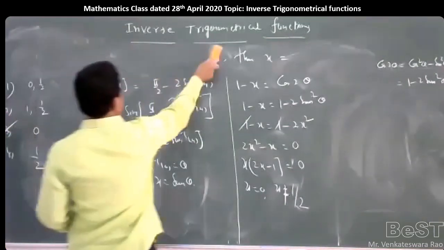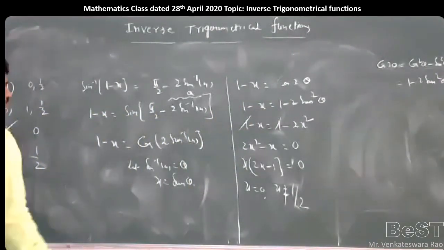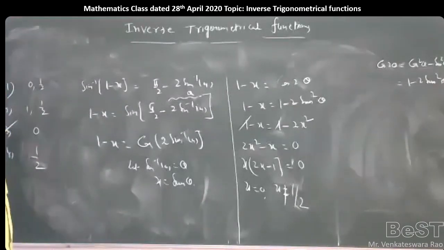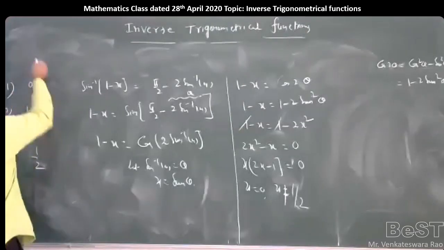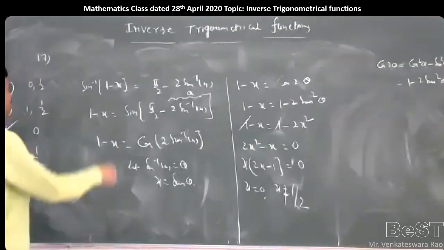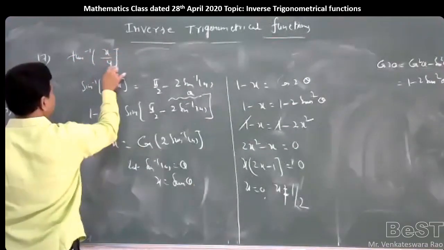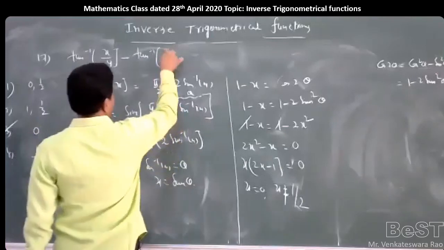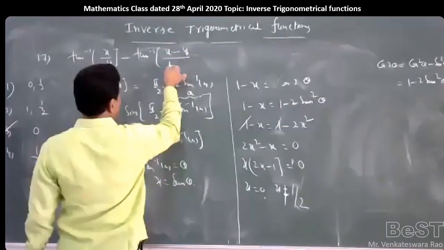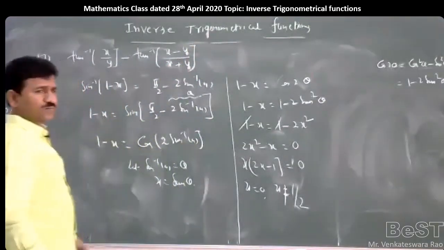Now, one more problem, the last problem here in the miscellaneous exercise. Tan inverse of x by y minus tan inverse of x minus y divided by x plus y is equal to, options are given.